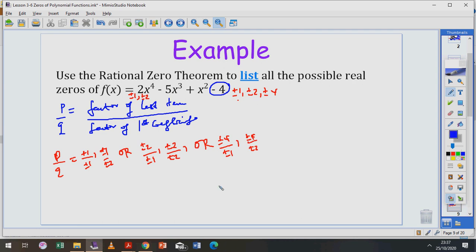Let me see what each of these comes to. Plus or minus 1 divided by plus or minus 1 is the same thing as plus or minus 1. Plus or minus 1 over plus or minus 2 is the same thing as plus or minus 1/2.